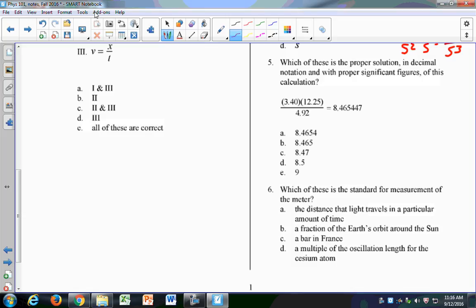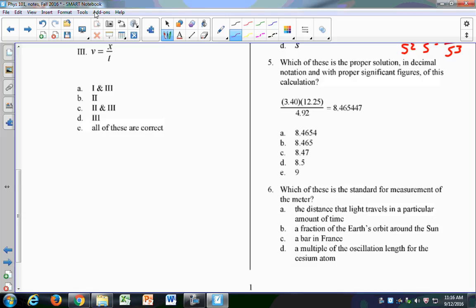Okay, so yours is going to be a little bit different. I've done this before on tests, but instead of giving you the answers, I'm going to say how many sig figs the answer should have. All right, and so I would have 5, 4, 3, 2, 1, and the answer would be 3.